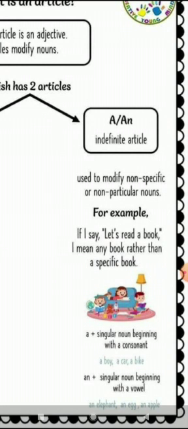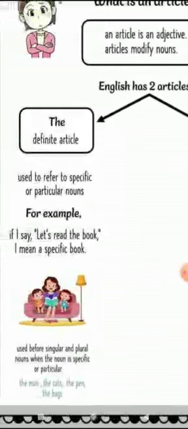A is used for a singular noun beginning with a consonant letter. Example, a boy, a car, and a bike. And an is used for a singular noun beginning with a vowel. Example, an elephant, an egg, and an apple. The definite article is used before singular and plural nouns when the noun is specific or particular. Example, the man, the cats, the pen, the bags.